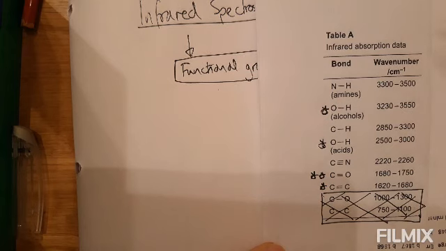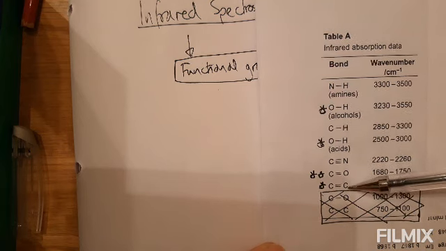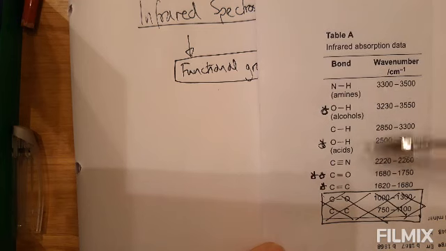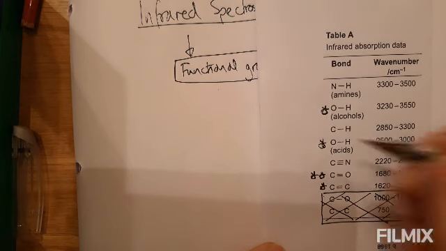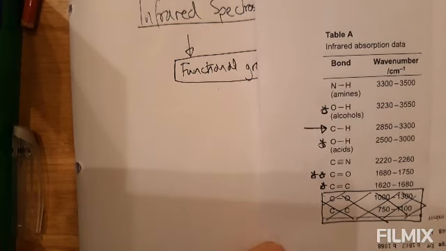So really, in an exam, all I would expect to see are OH alcohols, OH acids, C double bond O and C double bond C. It doesn't mean to say that the others can't come up. The reason I haven't said that CH is useful is because every organic molecule has got CH bonds. So it's very rarely that it can tell us something actually useful.